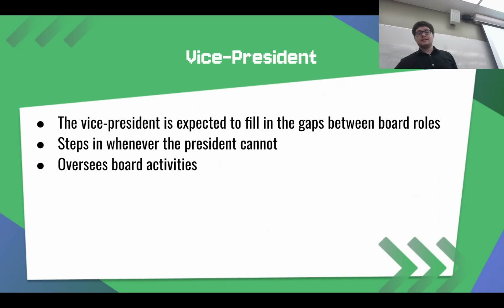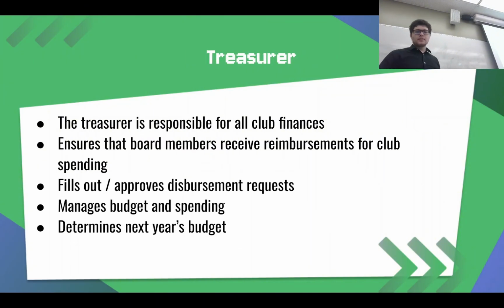Anyways, the VP is expected to fill in the gaps in between the board roles. They step in where the president cannot, and they oversee board activities. It's just kind of like a right hand individual to the president. They help out where they can. Kind of everything goes.